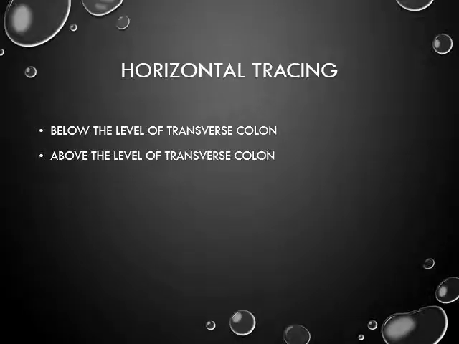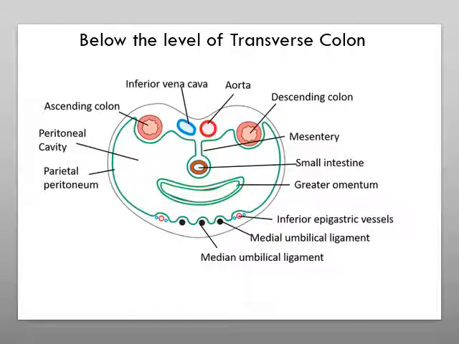Now, we have finished the vertical tracing. We are on to the next one, horizontal tracing. We will be tracing the whole of the abdomen at two levels. We will be tracing it above the level of the transverse colon. The next one will be below the level of the transverse colon. Now, below the level of the transverse colon. So, let us start it from here.